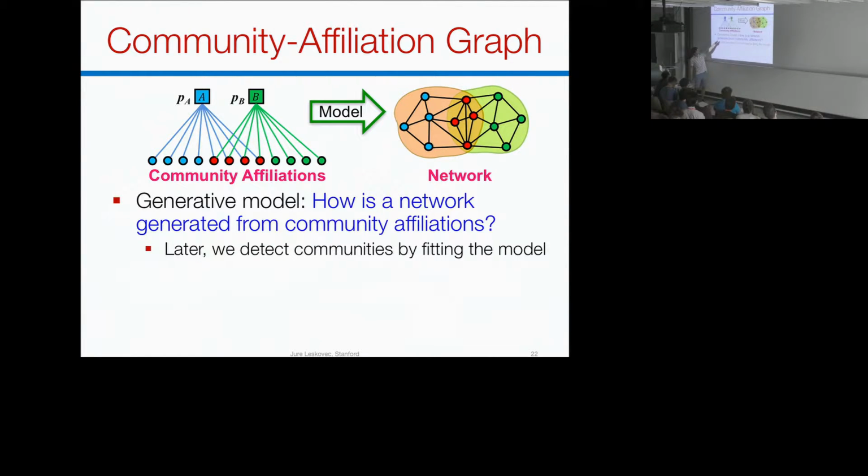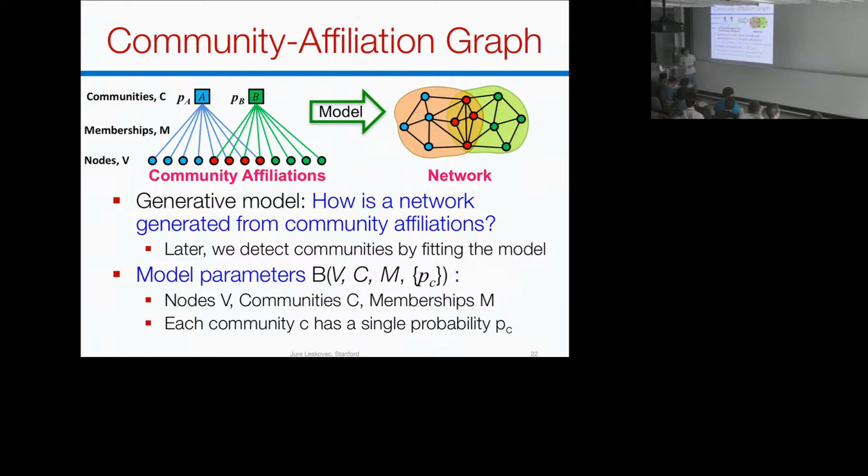Of course, the question becomes, what do I do with the nodes in the middle? They belong to two communities. I flip two independent coins, one with P sub A and one with P sub B. So it's natural that these nodes will be more likely to be connected, because they get two coin flips, not just one. This is basically the idea for the model.